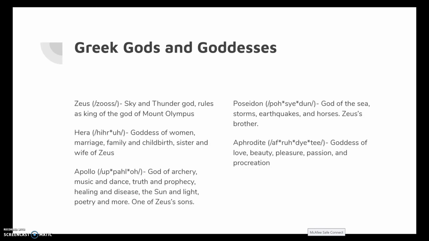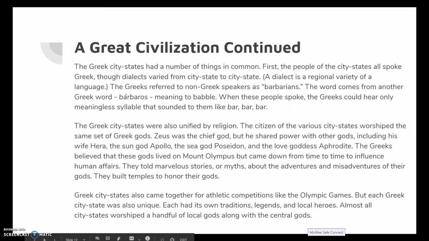So these were all important features in their life. And as we go through the different lessons, you're going to see them come back repeatedly. They were really critical pieces of who these Greek city-states were. So the city-states had things in common. They all spoke Greek, although they had different dialects.